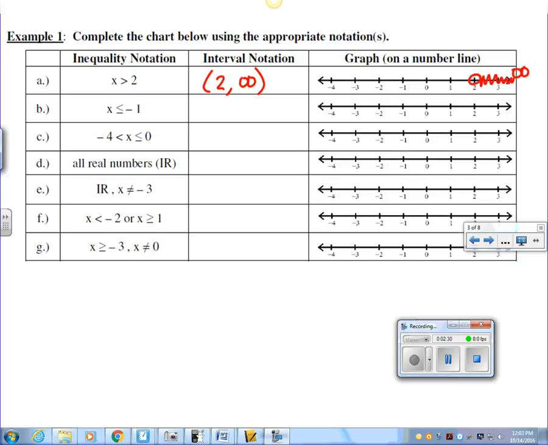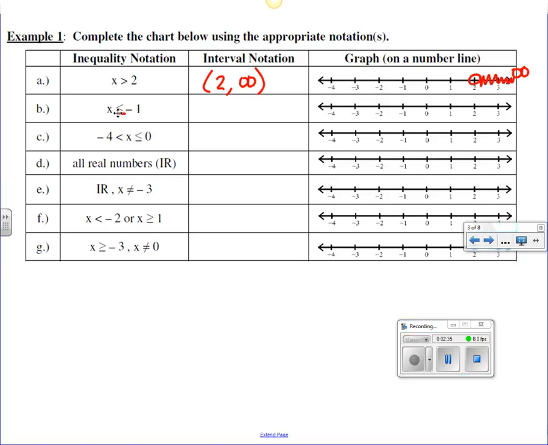All right, this next one, x is less than or equal to negative 1. Since it's equal to negative 1, we used a closed dot. And since it's less than, it goes to the left. All right, for this one, you always read the graph from left to right. So this one goes from negative infinity, the infinities will always have a parentheses with them, to negative 1. And you use a bracket if it's a closed dot.